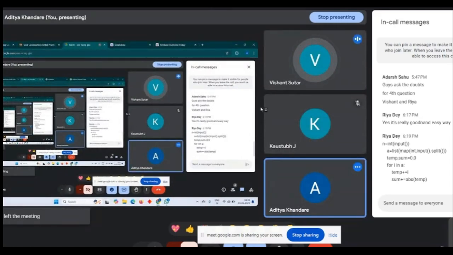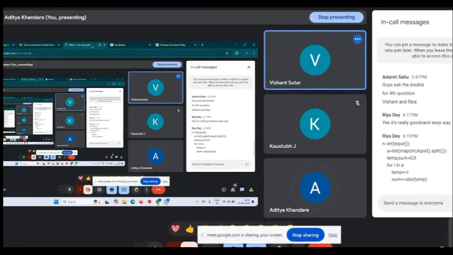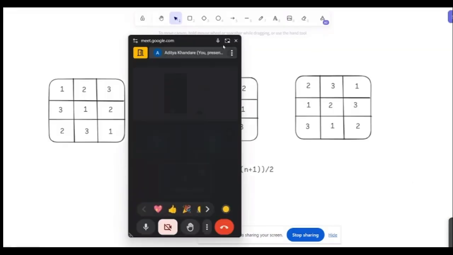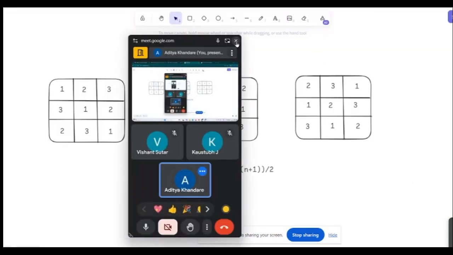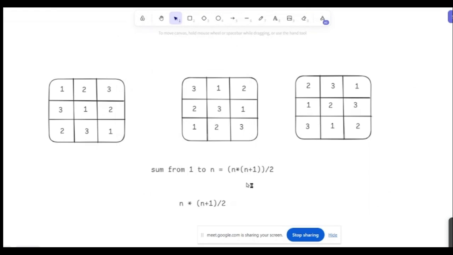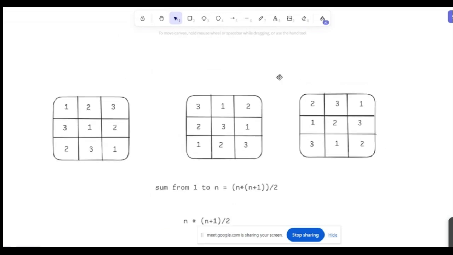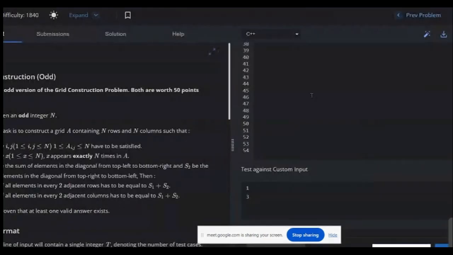Yes, the approach is clear. Okay, so basically we are taking 1 to n numbers and shifting it to the right, and (n plus 1) by 2 element we are taking n times. Now let me show my code.